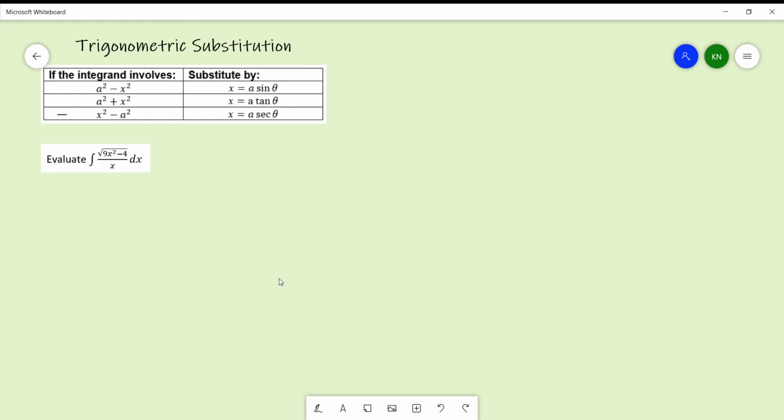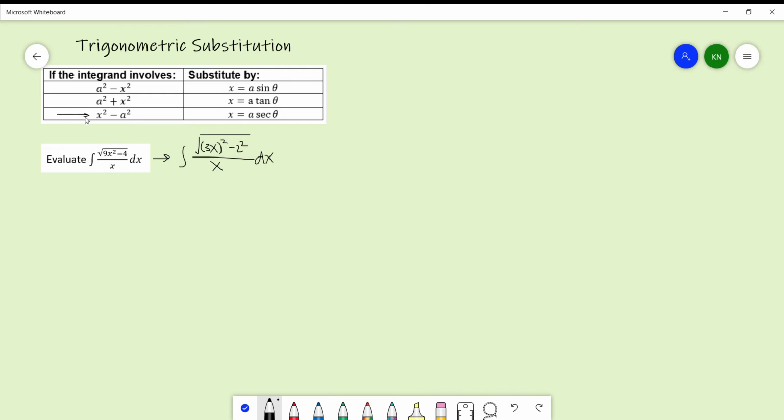Good afternoon once again. We are back with another video still under the integration of trigonometric substitution. In this case, we have our example: evaluate the integral of square root of 9x squared minus 4 all over x dx. Now we know that we can rewrite this as the square root of (3x) squared minus 2 squared, all over x dx.